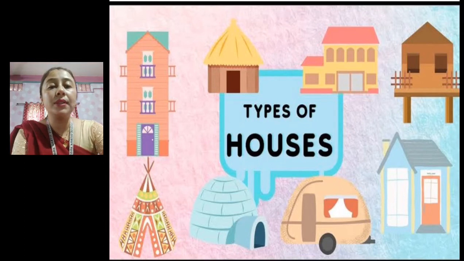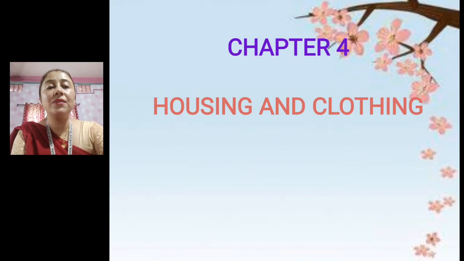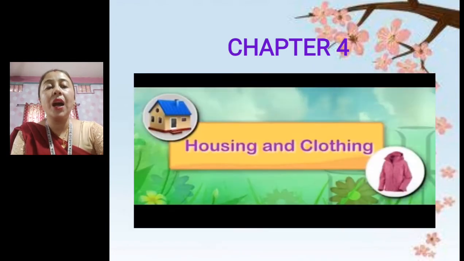Some houses are built with the support of pillars in the ground and the houses are lifted up. Yes, some houses are round shaped, some houses have wheels. So from here we can say that there are different types of houses. Yes, and house is the basic need of living things. So children, in today's class we will do chapter 4, housing and clothing. Okay, so let us proceed to our class and let us see what we are going to do.